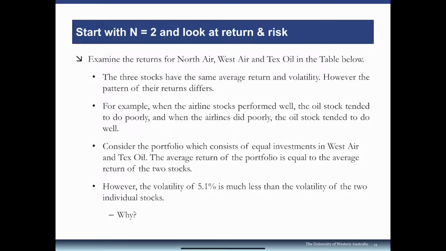So we're going to examine the returns for North Air, West Air, and Tex Oil in the table below. So here we have three stocks. They have the same average return and volatility. However, the pattern of their returns differs. For example, when the airline stocks perform well, the oil stock tended to do poorly. And when airlines did poorly, the oil stock tended to do well, right?